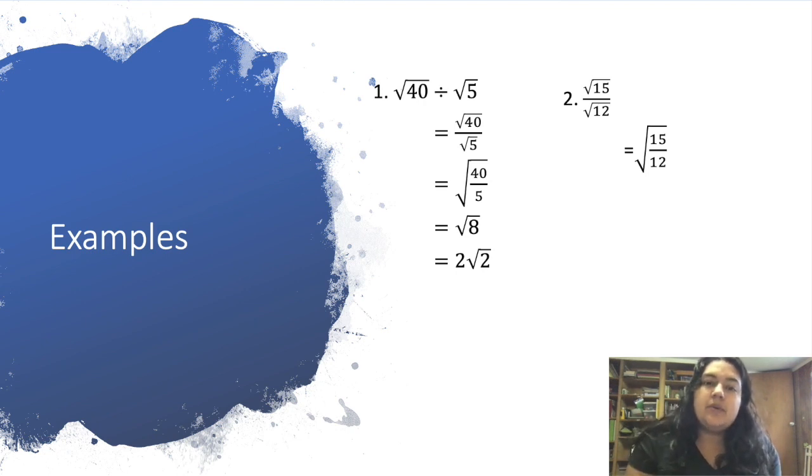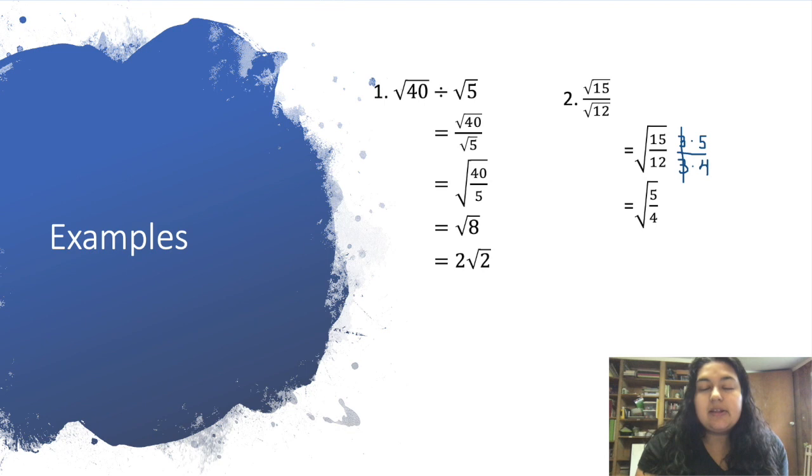For our second example, I have the square root of 15 over the square root of 12. My first step is to write that under one big radical sign. Next, I'm going to see if I can simplify in the radicand first. So 15 over 12 can be rewritten as 3 times 5 over 3 times 4. We cancel those 3's and we're left with 5 over 4.